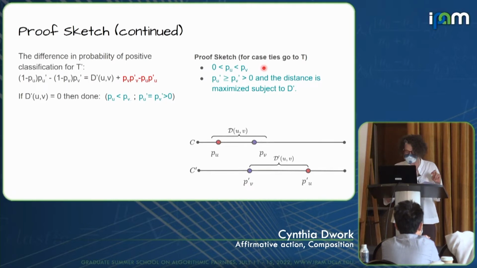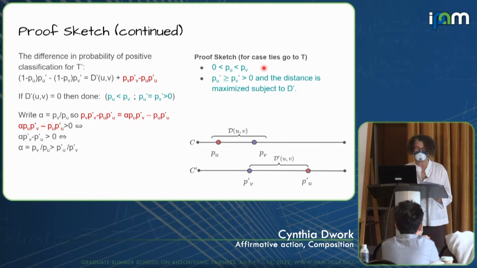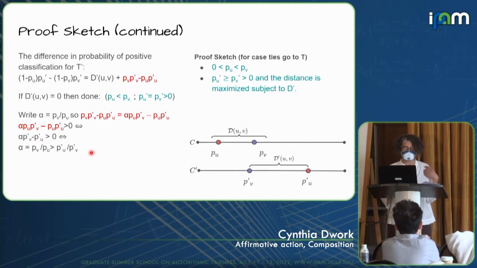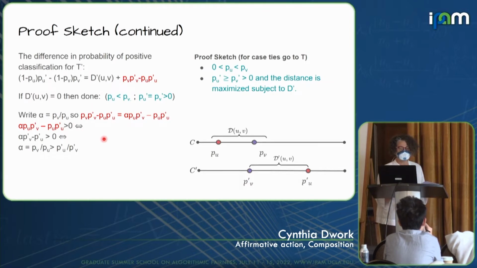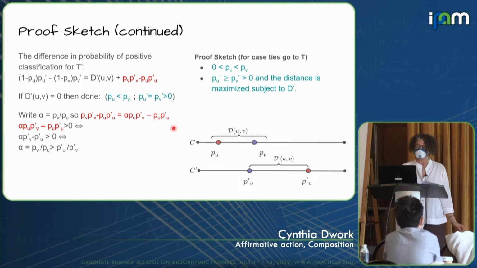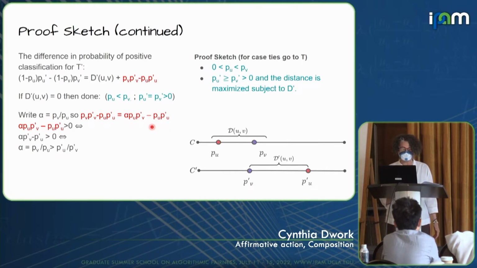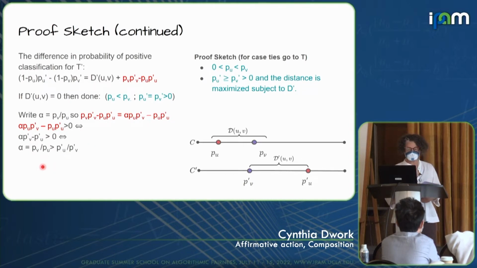Okay? So now, what happens if the distance D prime between U and V is not 0? So now we're just going to do a little bit of manipulation. We're going to let alpha be PV over PU. So the red stuff here can be re-expressed as alpha times PU times (PV prime minus PU prime). So this stuff now is greater than 0 whenever, dividing through by PU, which is non-zero by assumption, alpha times PV prime minus PU prime is greater than 0. And now, doing a little bit of manipulation, that's going to be true whenever PV over PU is greater than PU prime over PV prime.